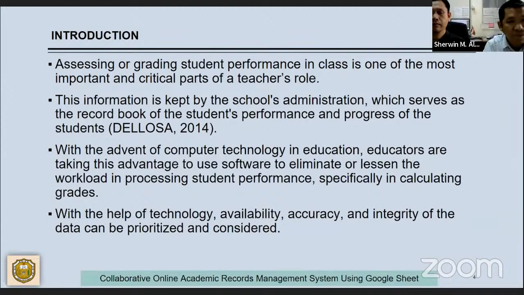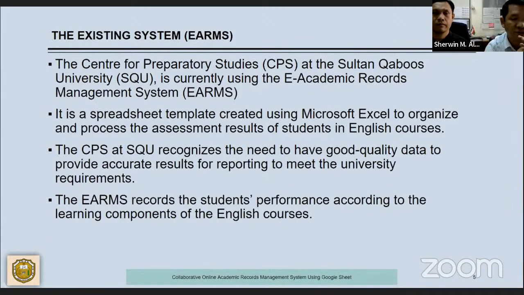With the advent of technology in education, educators are taking this advantage to use software to lessen or eliminate the workload in processing student performance, specifically in calculating marks or grades. The CPS, or the Center for Preparatory Studies at Sultan Qaboos University, recognizes the need to have good quality ways to organize and provide accurate information for reporting to meet the university standards of requirements. One of this information is the grades of the students. One of the ways to organize the grades is through automation.